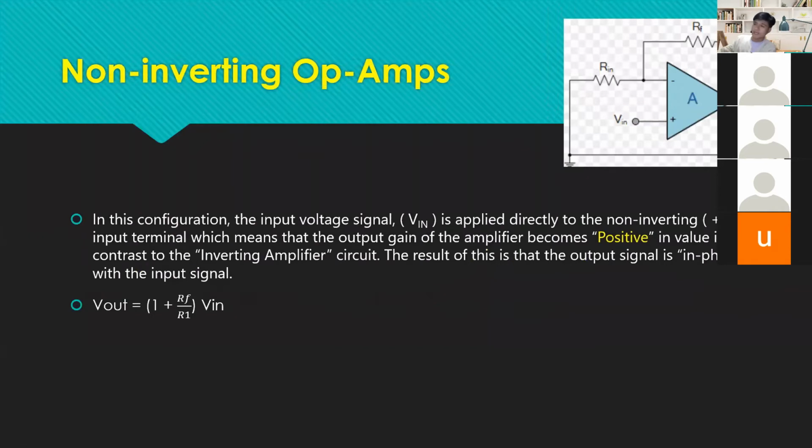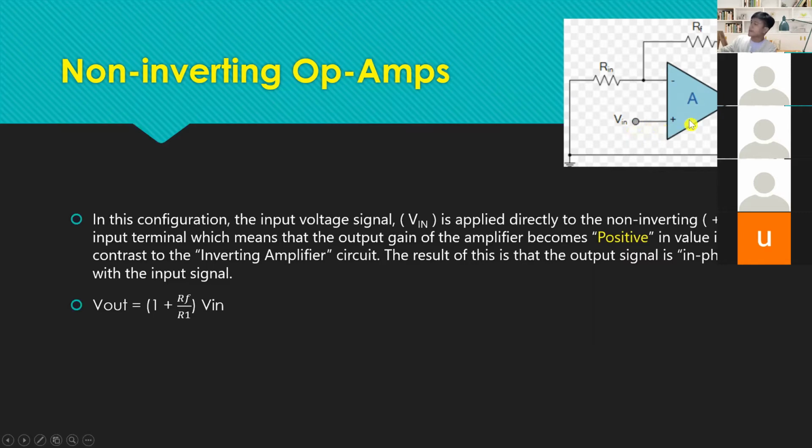So for now, we'll discuss non-inverting op-amps. When I say non-inverting, our voltage input will go through positive pin. Kaya nga tinawag na non-inverting eh. So take note, we have 2 pins. The one is negative and the other one is positive. So if it's non-inverting, your voltage input should go through positive.